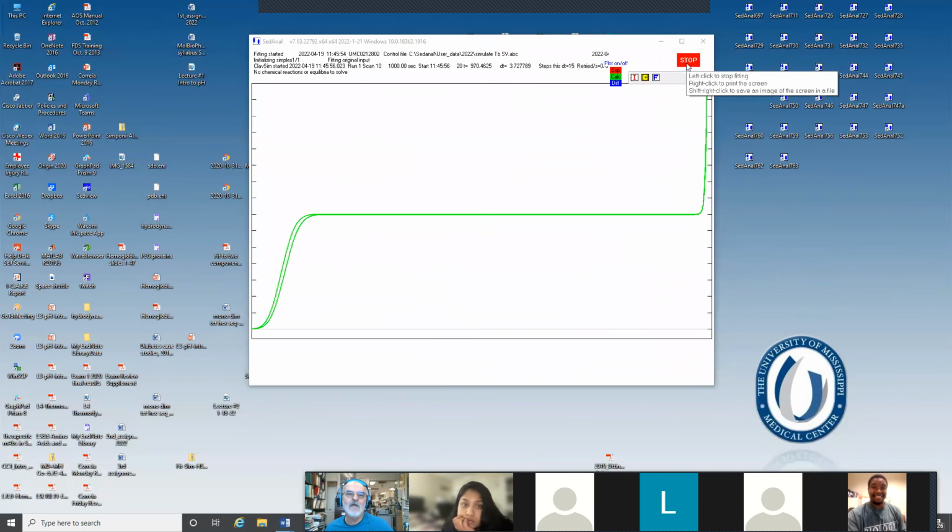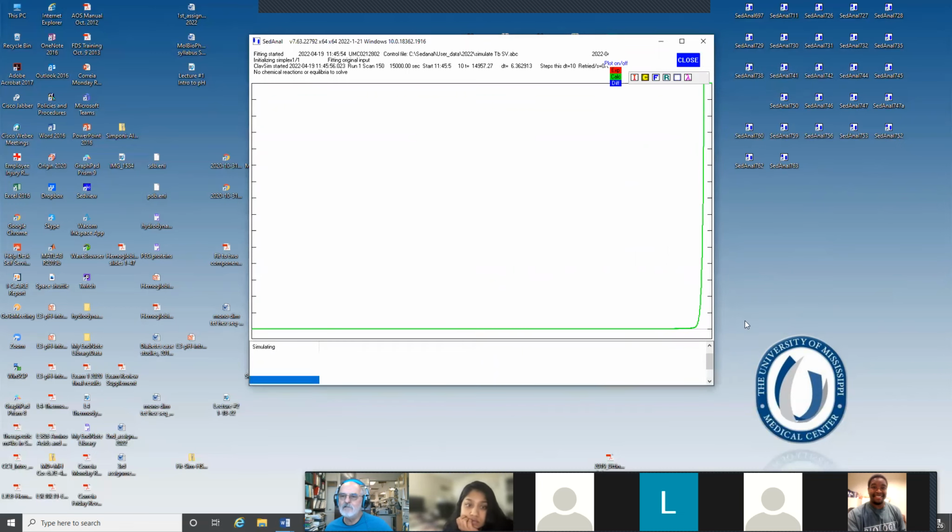And now you're going to watch it happen. Boom, there it goes. So notice it pelleted because I chose a fast speed. I don't know if you saw it, but as it sedimented, the boundary spread and then it pelleted.